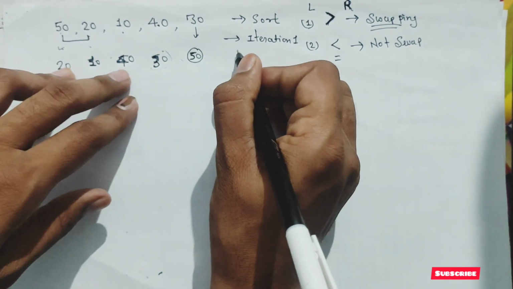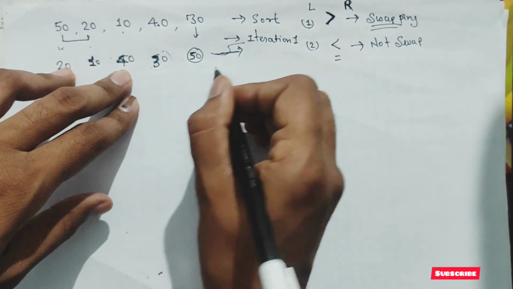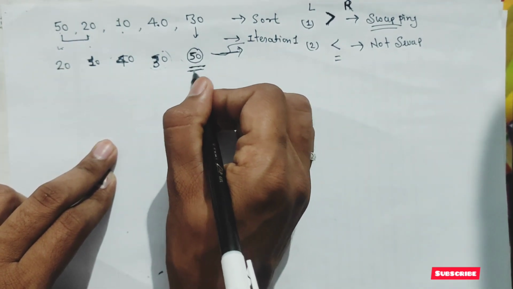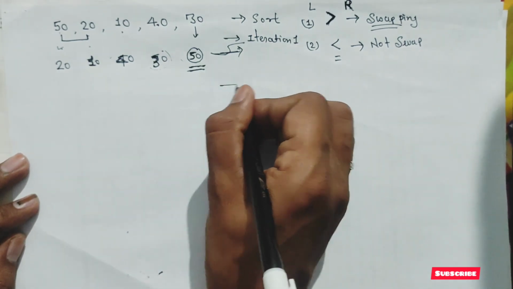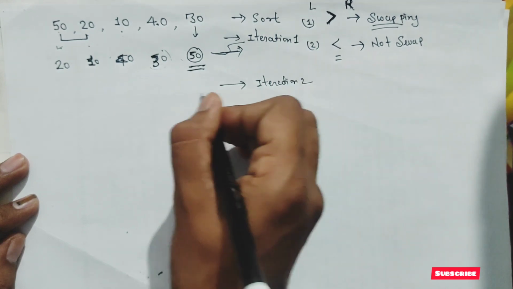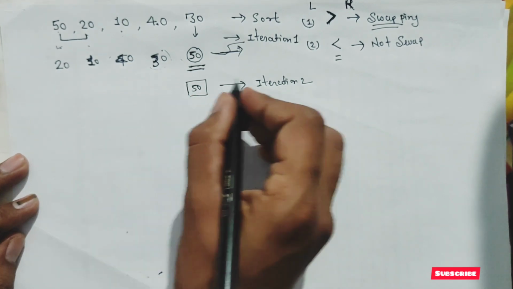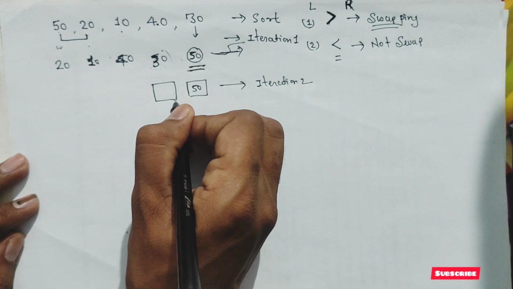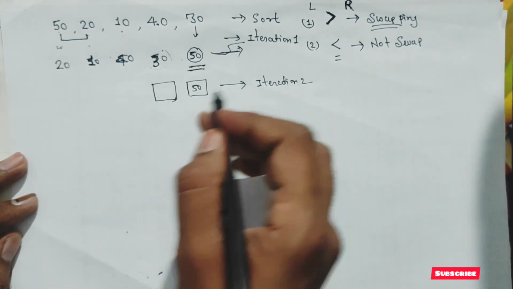So at the first iteration, the largest element comes to the last position, the exact position, in the first iteration. In the same way, in the second iteration we will find the second element, what should be the exact element here. All swapping will be done in the same way.